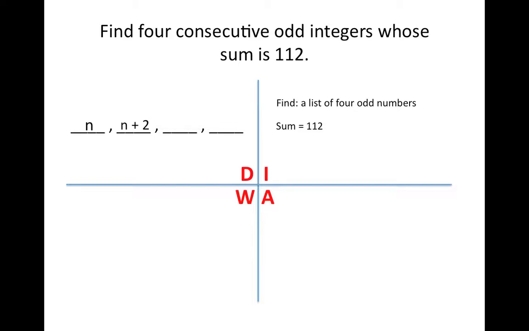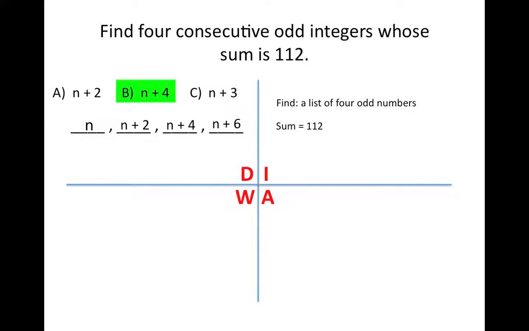Like if n was 11, 13 would be n plus 2. If n was 25, the next one, 27, would be n plus 2. What do you think comes next? Two more than n plus 2 would be n plus 4. Then finally, the last number can be represented by n plus 6.